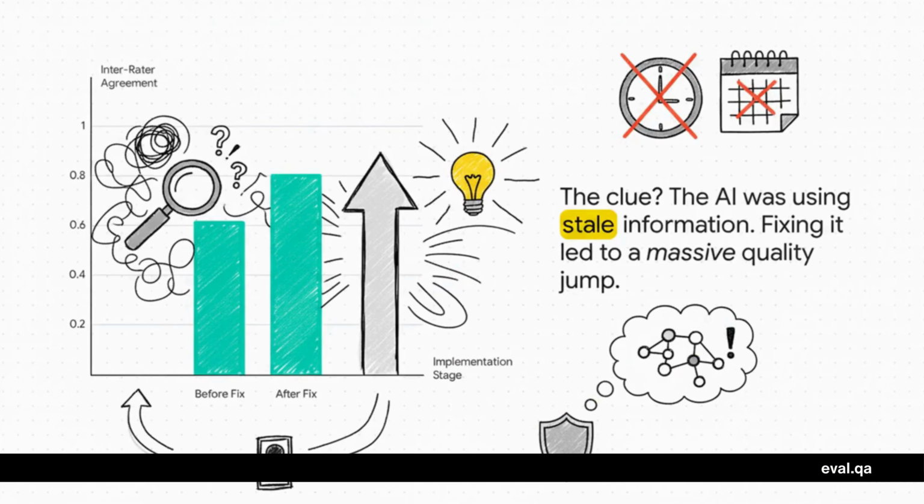And just look at the payoff from finding that one clue. Before the fix, human reviewers only agreed that the AI's quality was good about 62% of the time. Not great. But after they put in a fix to filter out that old, stale information, agreement shot up to 81%. That is a huge improvement, all from finding that one critical pattern in the evidence.